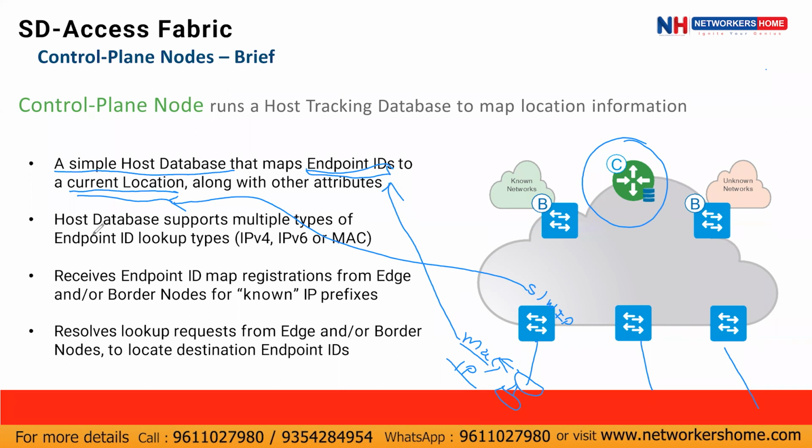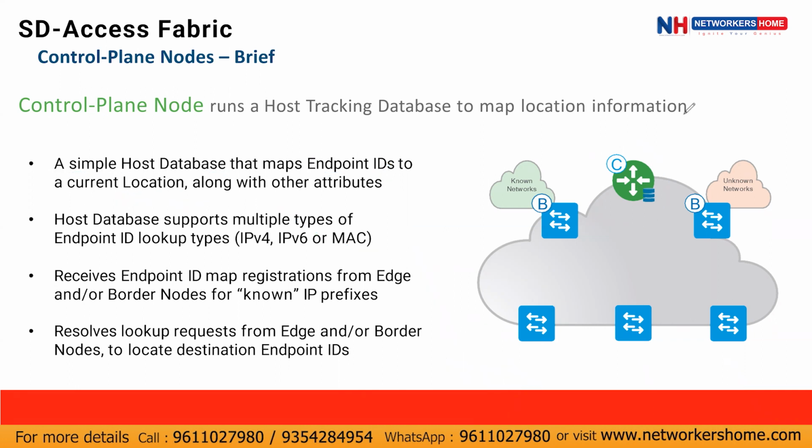The host database supports multiple types of endpoint ID lookup types. So it will be either MAC or IP or even IPv6. All these types of lookup are supported on the control plane node. Now it receives the endpoint ID map registrations from the edge or border nodes for known IP prefixes. Keep this in mind: this entire cloud inside is a known network. We don't have anything unknown inside.